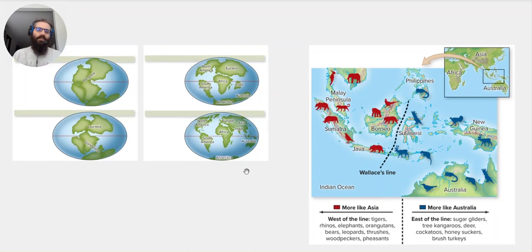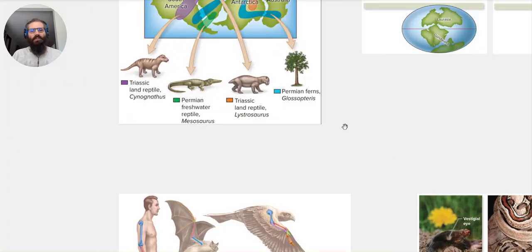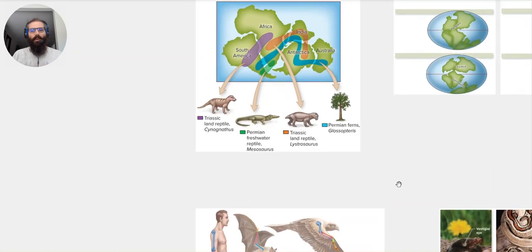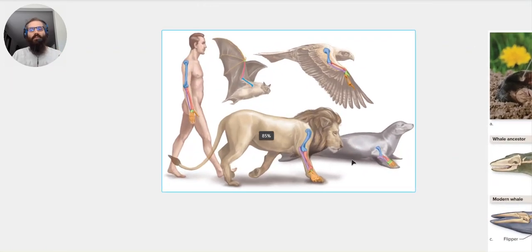Okay, so now that we have an understanding of this, I wanted to talk about the distribution of traits. We also notice that there are some similarities for those traits across species. So if you look here, it's color coded.